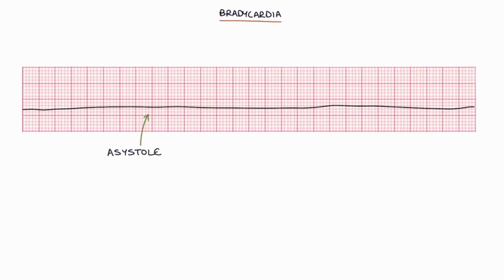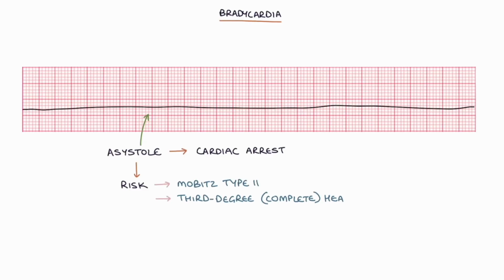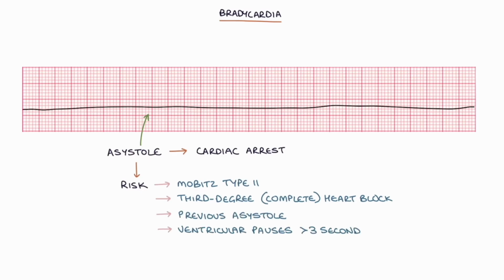Asystole refers to the absence of electrical activity in the heart, and this results in cardiac arrest. There's a risk of asystole in Mobitz type 2, third-degree heart block or complete heart block, previous asystole, and ventricular pauses longer than 3 seconds, meaning 3 seconds between beats.